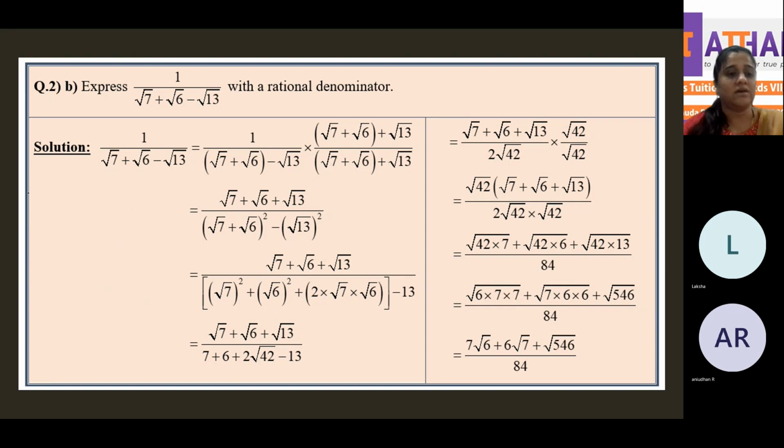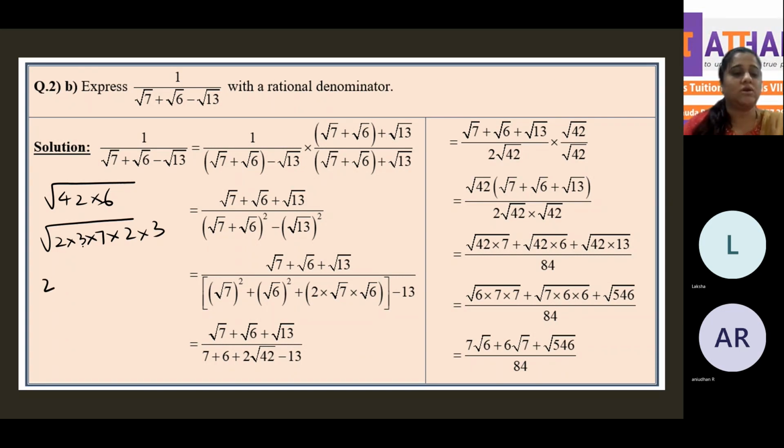Now tell me, Aragamai, you are asking me about 42 into 6. If you want to break it down completely, 42 is 2 3s are 6, 6 7s are 42. And 6 is 2 3s are 6. So from 2 2s, 1 2 comes out. From these 2 3s, 1 3 comes out. And 7 remains under the square root. So 2 3s are 6 root 7.